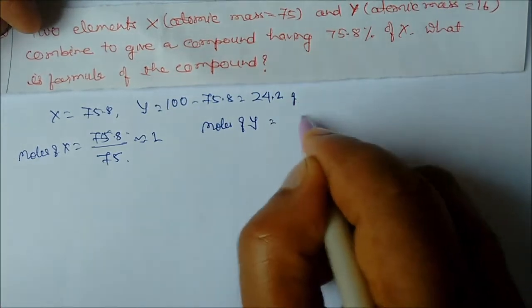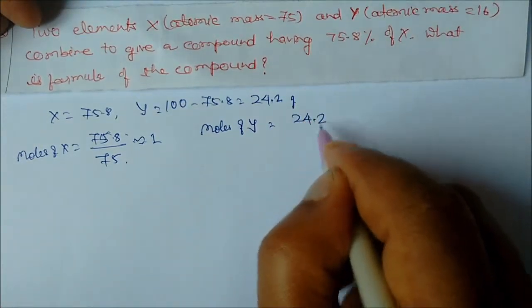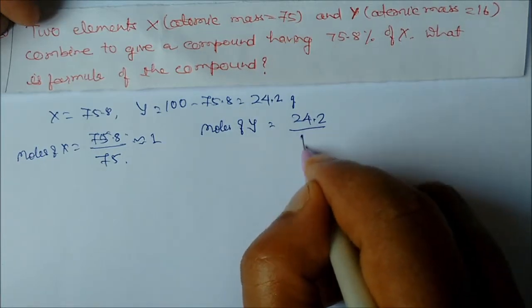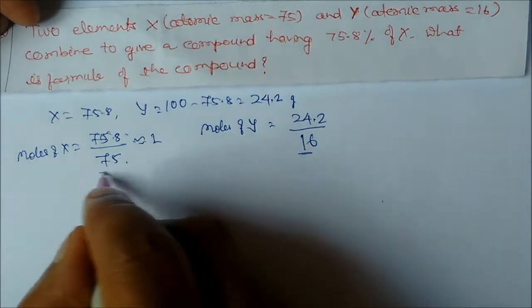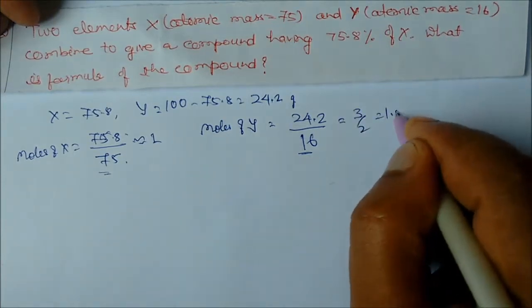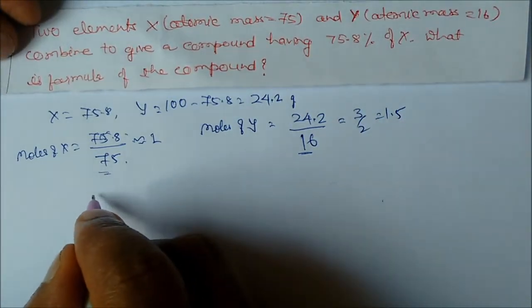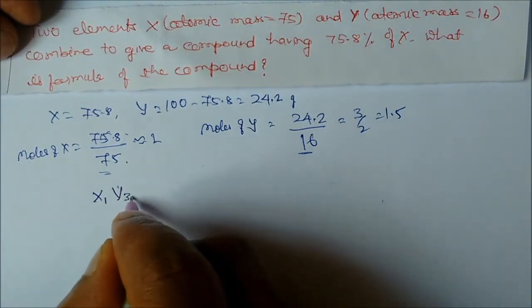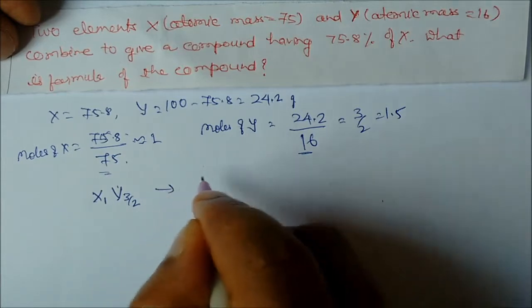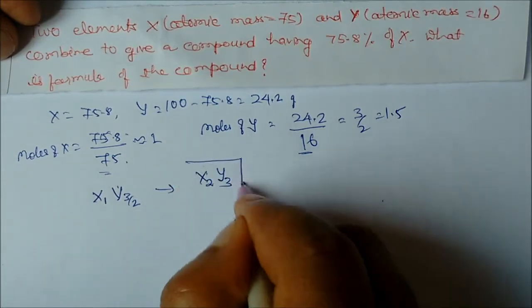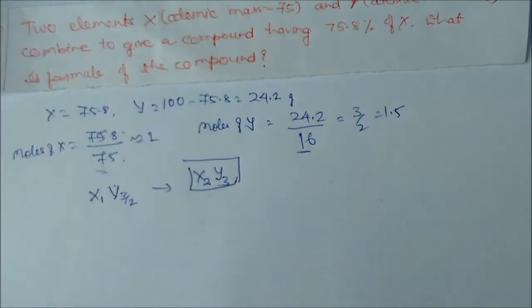And moles of Y will be 24.2 divided by 16, since 16 is the atomic mass they have given. This will come to 1.5. So the formula will be X is 1 and Y will be 3 by 2. So multiplying by 2, X will be 2 and Y will be 3. So this is the answer.